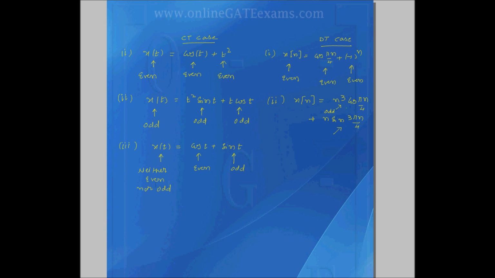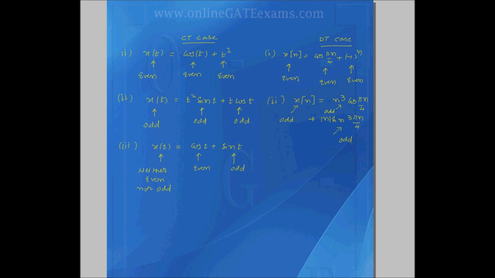This fellow is odd, and let us take this to be |n| into sin(3πn/4). So this fellow is odd, so this fellow is also odd, and hence the resulting signal is also odd.